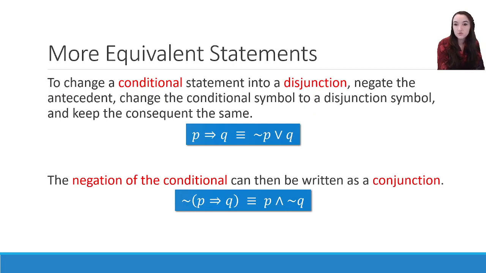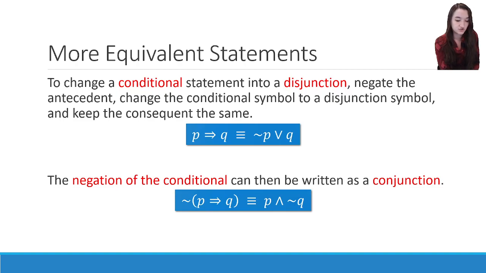Now there are many other equivalent statements. We're going to talk about a few of them, but there are many, many more that we could find through truth tables, etc., and some that you might be able to figure out on your own. But the most important ones that we're going to see besides De Morgan's law are to change a conditional into a disjunction, we can negate the antecedent. Remember, the antecedent is just the first part. Change the conditional symbol to a disjunction symbol, and keep the consequent, the second part, the same. So in other words, if P then Q is equivalent to negation of P or Q.